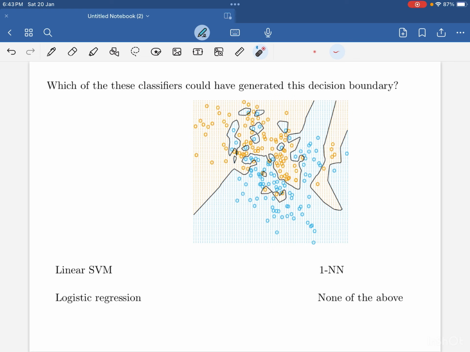In form of some piece of the lands, right? So the point is that linear SVM cannot generate this kind of highly complex decision boundary, and even the logistic regression cannot generate this kind of non-linear decision boundary, right? And now we are left with the 1 NN and none of these. So what is this 1 NN? 1 NN is the KNN, where K, what we are taking is 1, right?